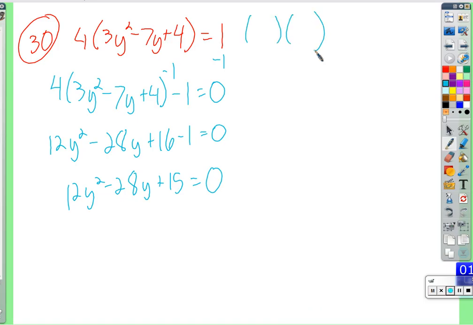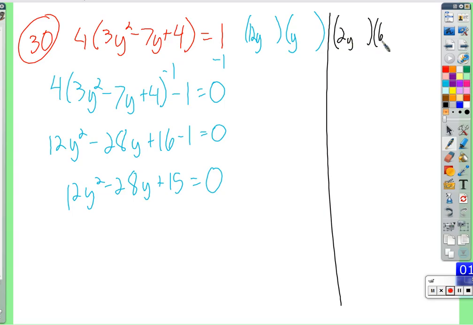Let's look at our possibilities. This has to be a y term, this has to be a y term, and we multiply them together. What are we supposed to get for our y squared? 12y squared. So we can do 12y times y is 12y squared. But that's not all. You can also do 2y and 6y. But that's not all, there's more than one. 4y and 3y. That's it? Yep. 3 times 4, 2 times 6, and 12 times 1. Those are all the ways we can multiply to 12.